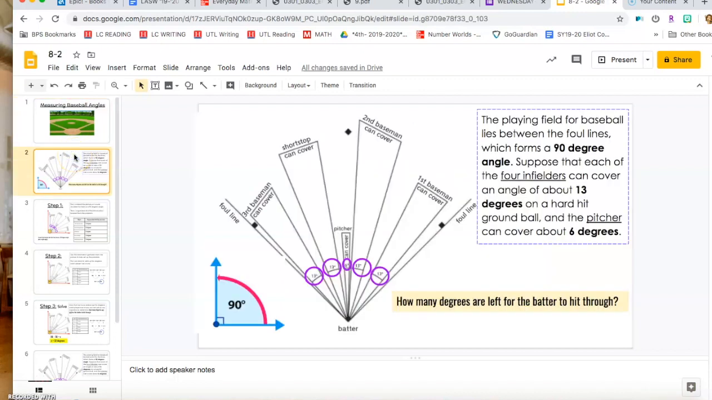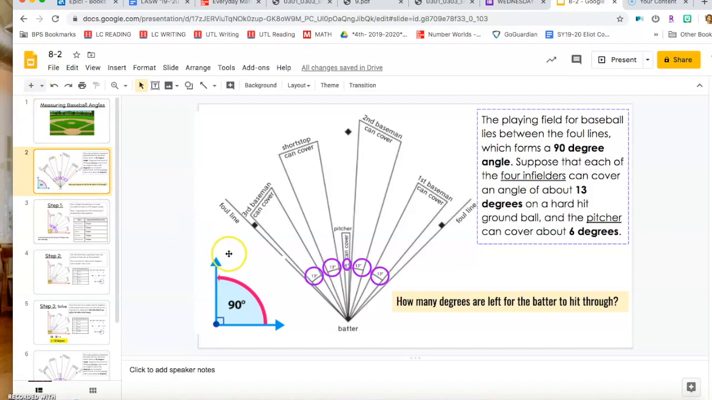The playing field for baseball lies between the foul lines, which forms a 90-degree angle. Suppose that each of the four infielders can cover an angle of about 13 degrees on a hard-hit ground ball, and the pitcher can cover about 6 degrees. How many degrees are left for the batter to hit through?